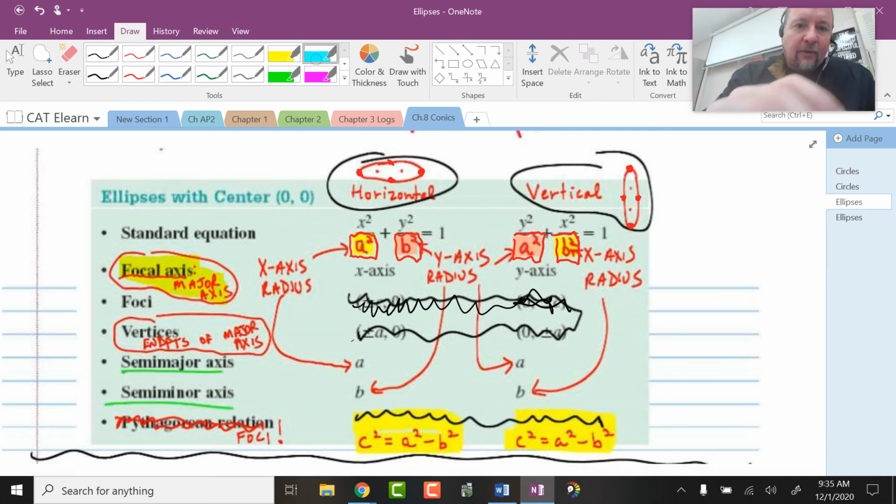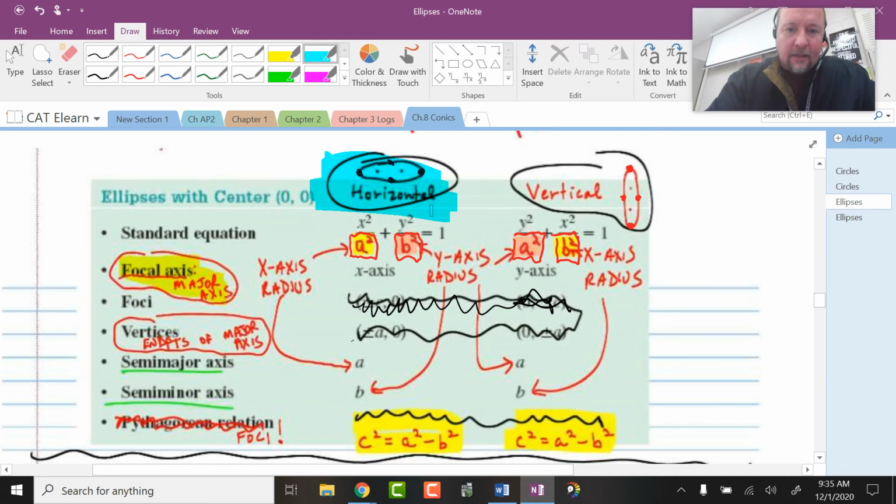So in this example up here that I'll highlight in blue, the major axis is left, right. So it is the A value left and right. The minor axis is the B value up and down because that's the smaller of the two radii. And in this one, it gets flipped. The major axis is up down because it's the longer of the two radii. And then the minor axis is left right. And these are all terms. I don't think that one's going to be hard to remember.